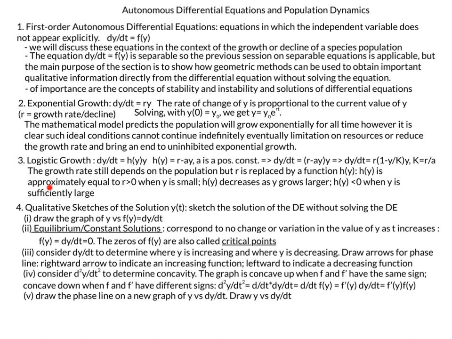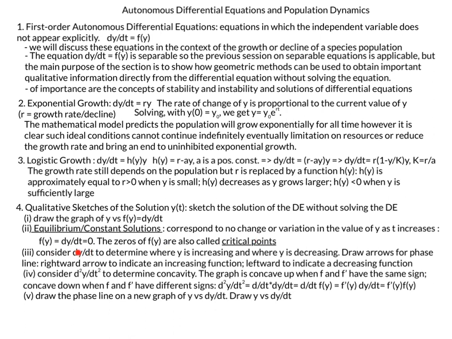The last topic we did was qualitative sketches of a solution y of t. So given a differential equation, we would sketch the solution without actually solving the differential equation. And the steps we took for that is first we graphed y versus f of y. And remember, f of y was dy/dt. So we graphed y versus dy/dt. Then we looked at equilibrium or constant solutions, which correspond to where there's no change or variation in the value of y as t increases. So in other words, f of y, which is equal to dy/dt, equals 0. These zeros of f of y are also called critical points.